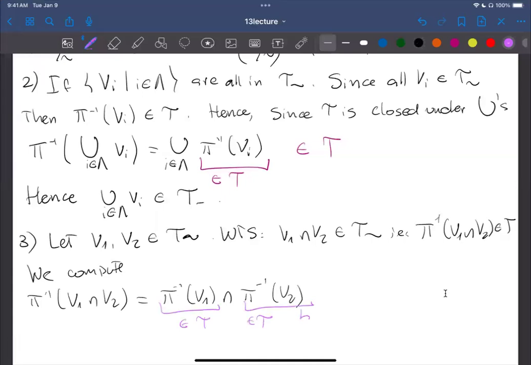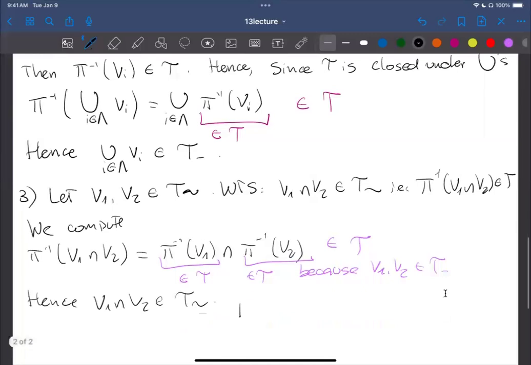because V1 and V2 live in T tilde. So the preimage lives in T by definition of T tilde. This guy also lives in T because T is a topology. That means V1 intersection V2 lives in T tilde. And we verified very quickly the three axioms for a topology.